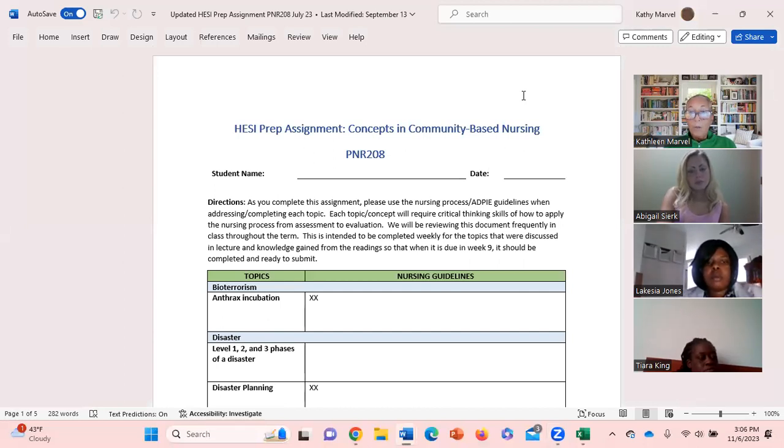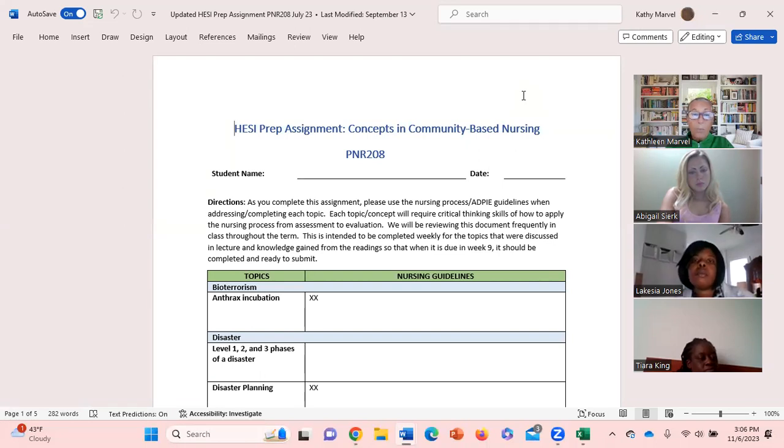So, as you're working on this, I'm looking at the directions now. Nursing process, ADPI, when you're addressing completing each topic. So each topic will require critical thinking skills of how to apply the nursing process from assessment to evaluation.